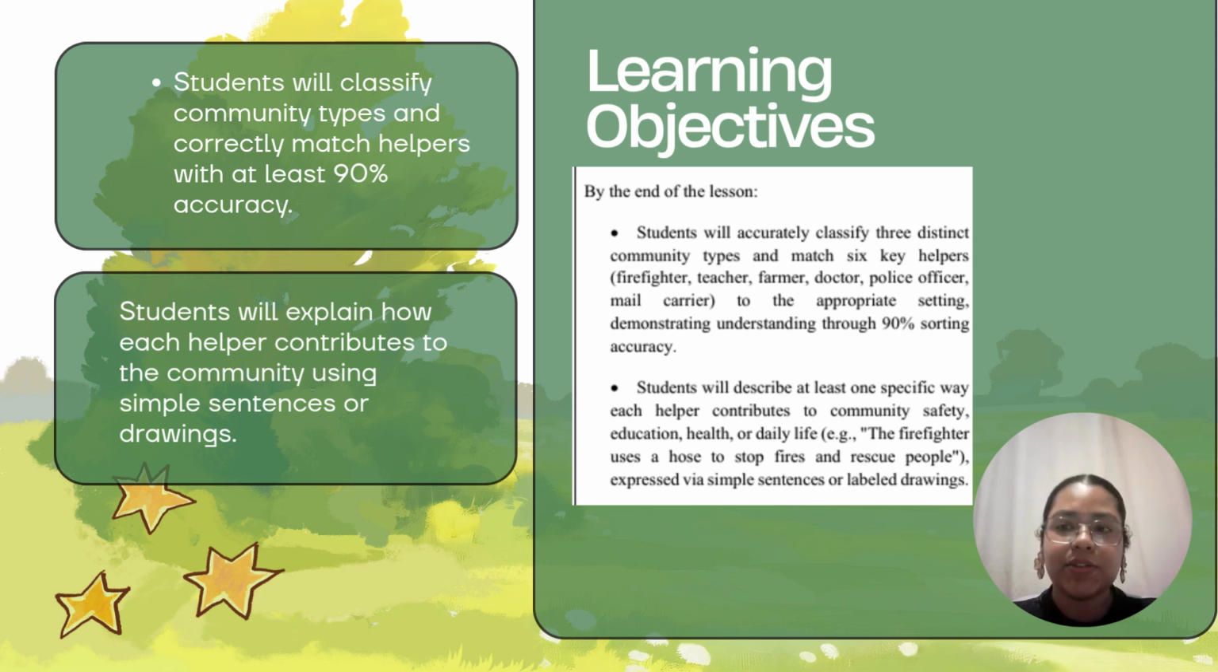By the end of the lesson, students are expected to accurately classify three types of communities: urban, suburban, and rural, match six helpers such as firefighter, teacher, and farmer to the correct environment, and describe how each helper contributes to the community using simple sentences or drawings. So these objectives integrate both cognitive skills, such as classification, and communicative skills, such as basic description.